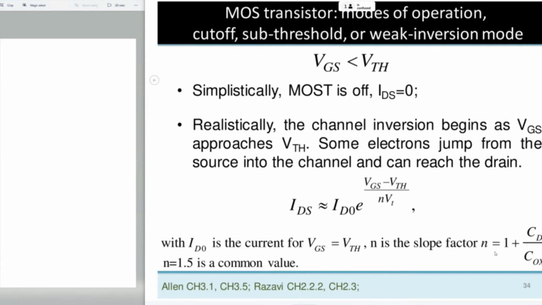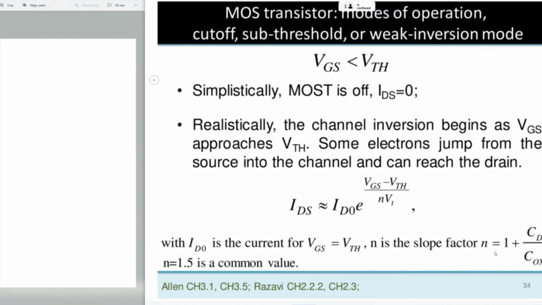So let's start with subthreshold region and the cutoff region. If the gate source voltage is lower than the threshold, simplistically you can say the MOSFET transistor is off, or the drain source current is 0. Realistically, the channel inversion begins as the gate source voltage approaches the threshold voltage, and some electrons from the source region can jump into the forming channel, conduct current and reach the drain.